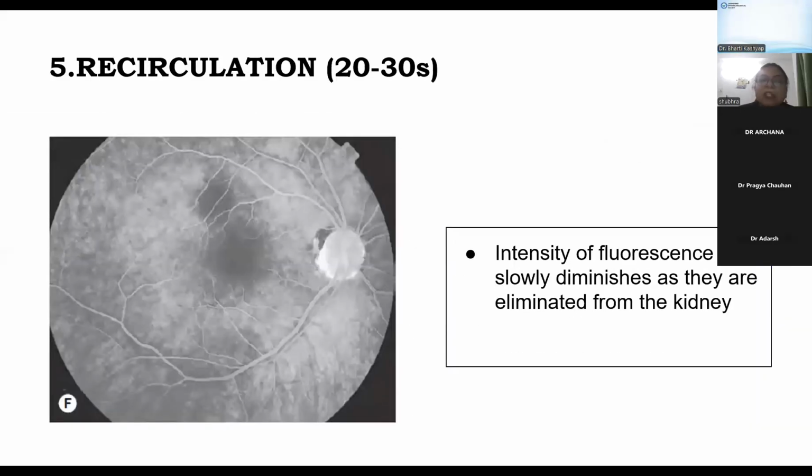And this is the recirculation phase, which is the late phase. This occurs where the intensity of the fluorescence will slowly diminish as the dye eventually is eliminated from the kidney.